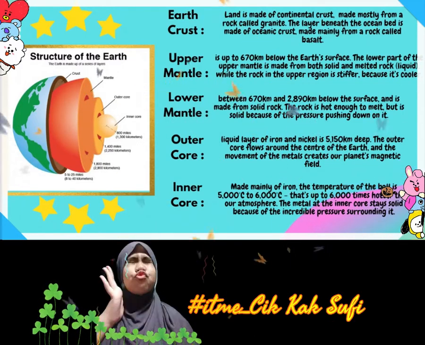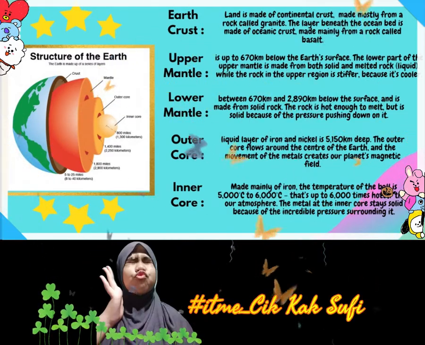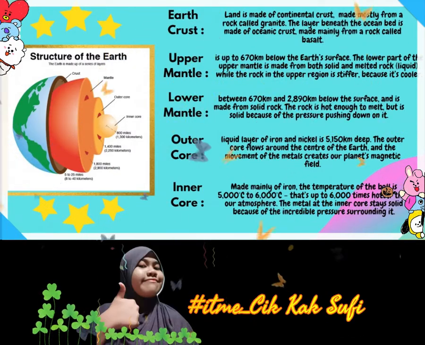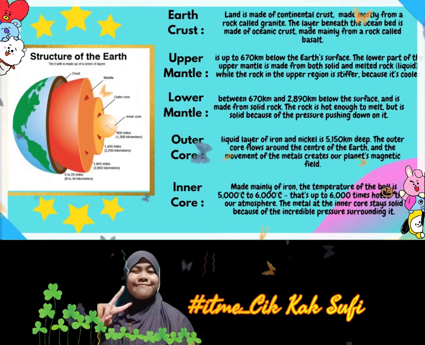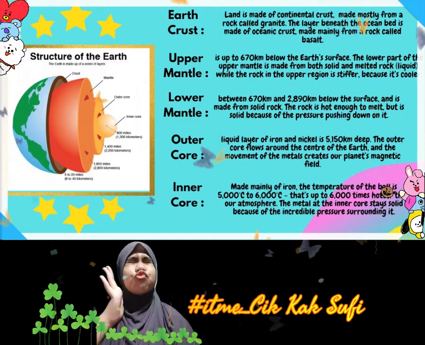So the lower mantle is between 670 km and 6,890 km below the surface and is made from solid rock. The rock is hot enough to melt, but is solid because of the pressure pushing down on it.